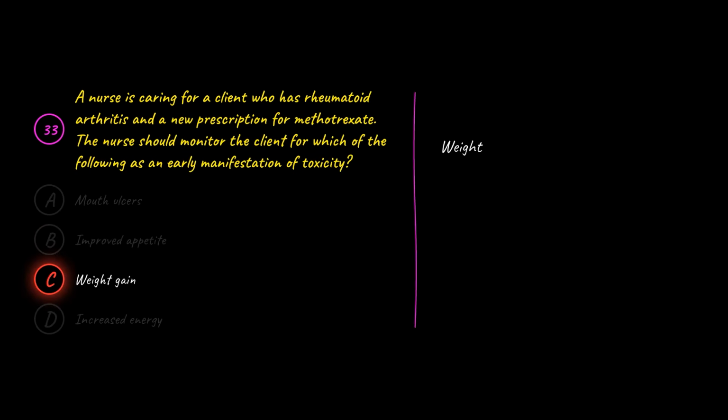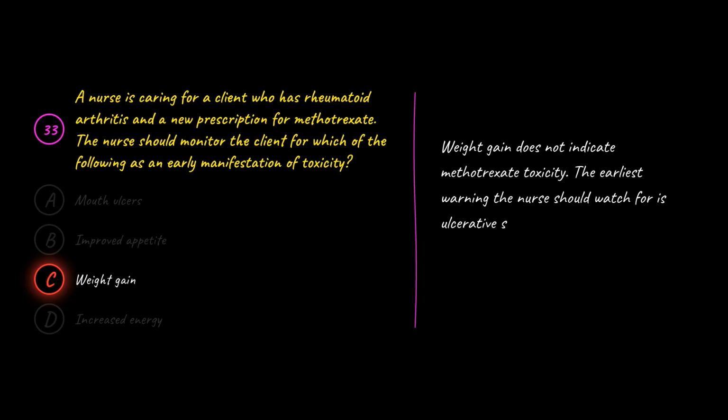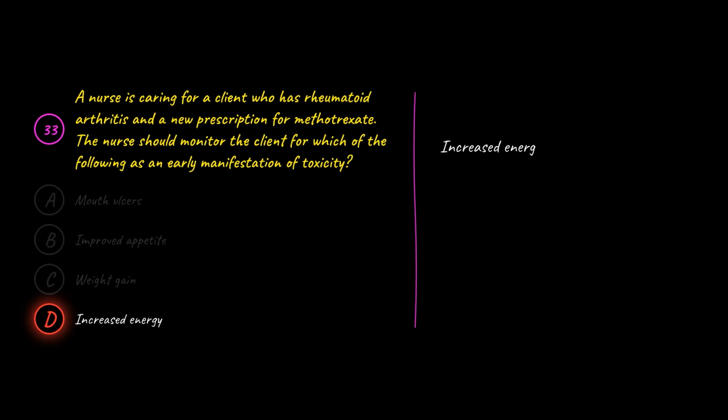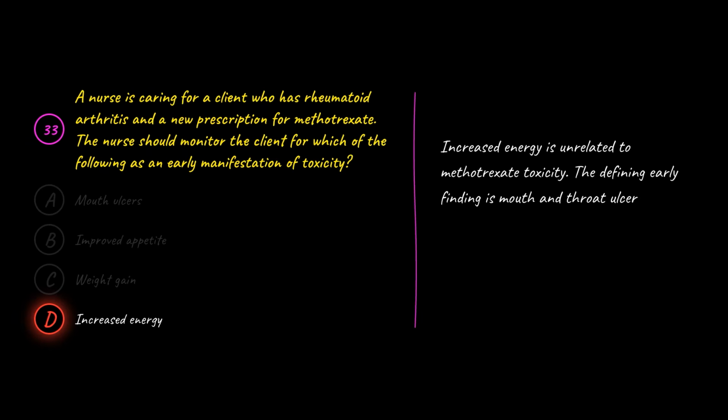C is wrong because weight gain does not indicate methotrexate toxicity. The earliest warning the nurse should watch for is ulcerative stomatitis, which is found by inspecting the client's mouth, gums, and throat each day. D is wrong because increased energy is unrelated to methotrexate toxicity. The defining early finding is mouth and throat ulceration, which signals the need to hold the drug and notify the provider for the client's safety.